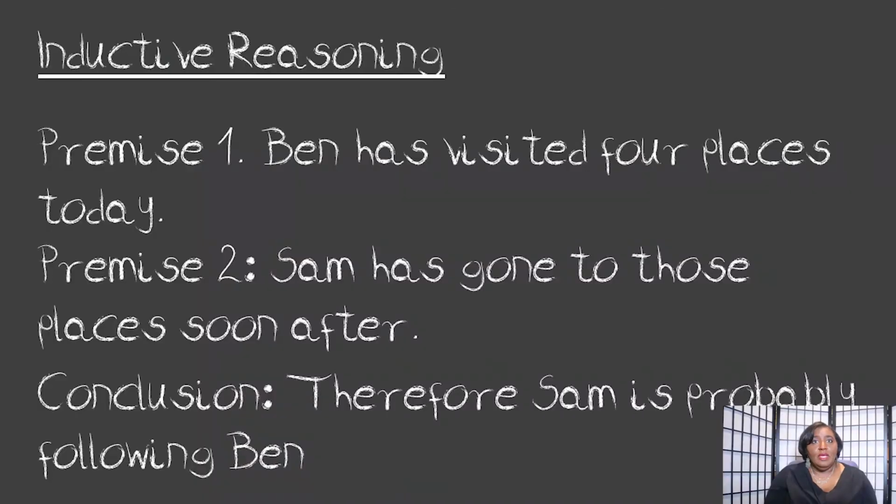Let's look at an example from philosophyterms.com. Premise 1. Ben has visited 4 places today. Premise 2. Sam has gone to those places soon after. Conclusion. Therefore, Sam is probably following Ben. Is that necessarily true? No, but it's probably true. Inductive reasoning allows us to look at patterns in the world and create general conclusions from them. In science, once those general conclusions are found, scientists can look for deductive proofs to solidify their claims.